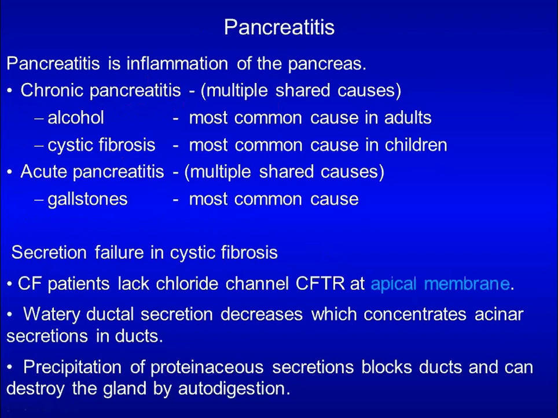Cystic fibrosis patients lack CFTR. As I described to you earlier, CFTR is a driving force for water and bicarbonate secretion. Without CFTR, watery ductal secretion decreases, which concentrates acinar secretions in ducts. Precipitation of enzyme secretion blocks ducts and can destroy the glands by autodigestion. That's why patients with cystic fibrosis often have pancreatitis.